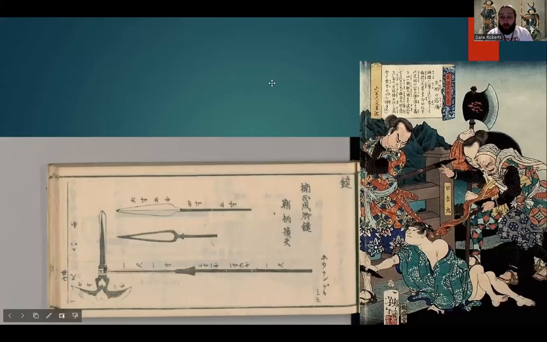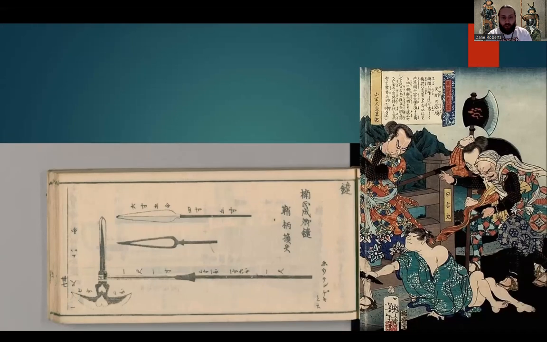The samurai also used some axes. That's right, Japan did have axes. Here's a sort of military manual showing one of the types of axes that were wielded around the time, as well as this axe being wielded here in this image of samurai as well.